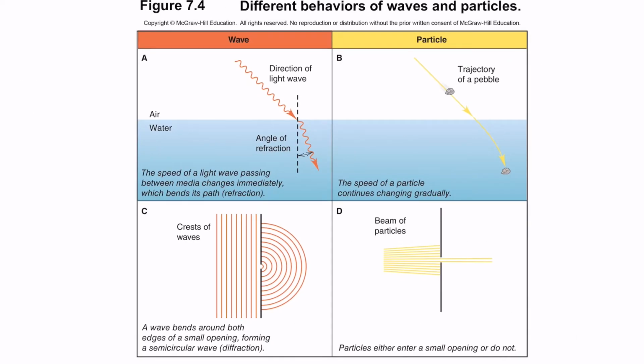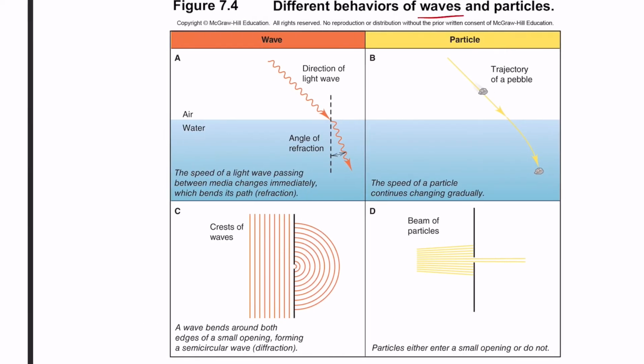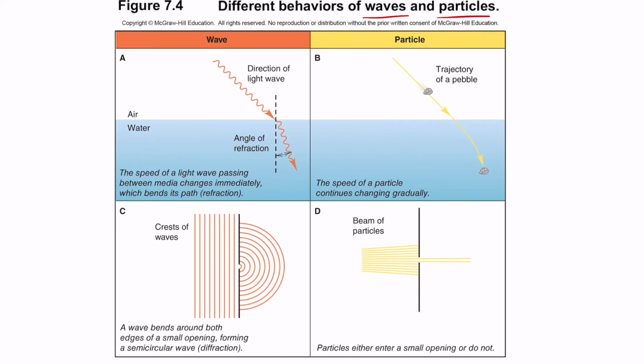Now let's look at different behaviors of waves and particles and how to differentiate the behavior. A wave in general behaves the same way as a particle. So when you take a wave, it generally bends, creating an angle of refraction. But a particle changes its position gradually rather than changing it suddenly like a wave. A wave would change it suddenly, but a particle changes it slowly.